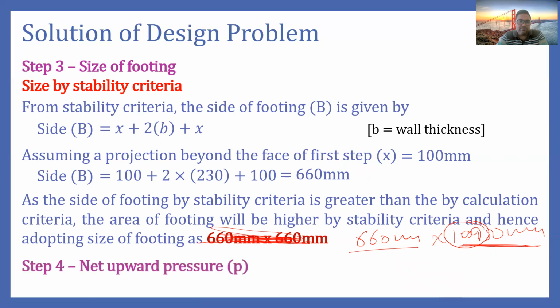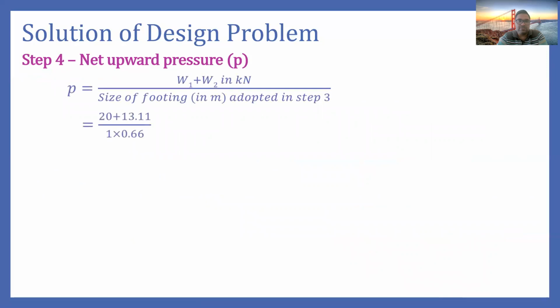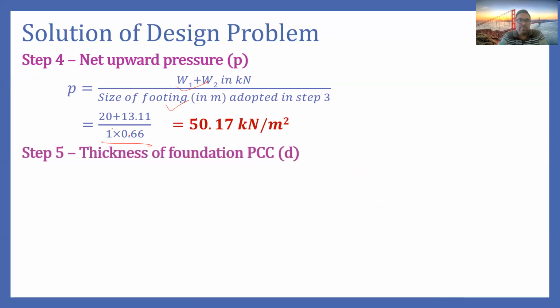In step 4, we will calculate the net upward pressure, and net upward pressure can be calculated by this relation with W1 and W2. We already know the size of footing adopted, 1000 by 660. We can convert that into meter, and ultimately we get the value of P as 50.17 kilonewton per meter square. The thickness of foundation is the next step.